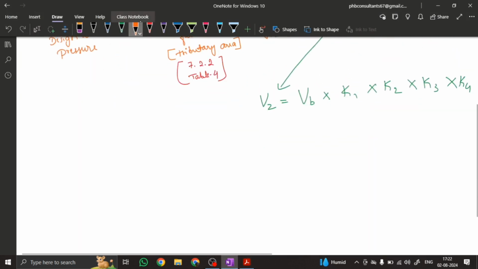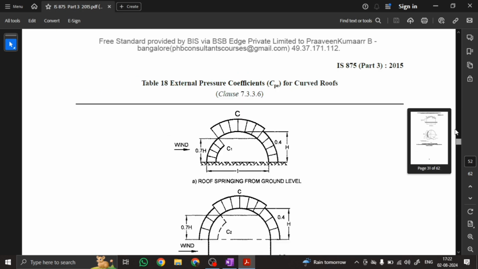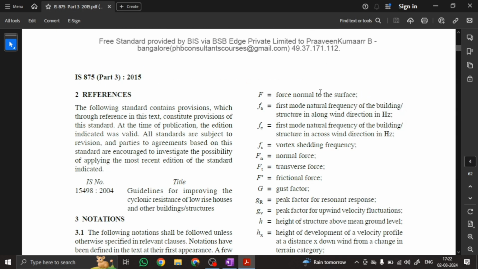What we call basic wind speed is present in figure 1 and also Annex A. Right. Now what do we mean by K1? It's on page number 5, I think.